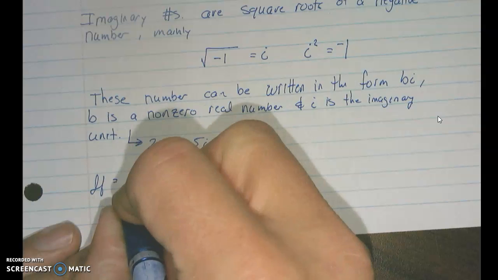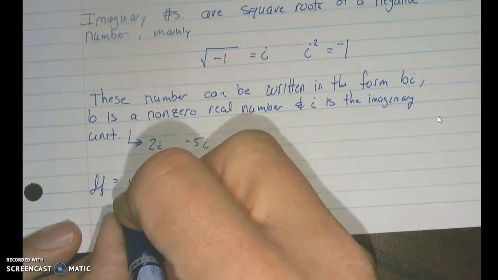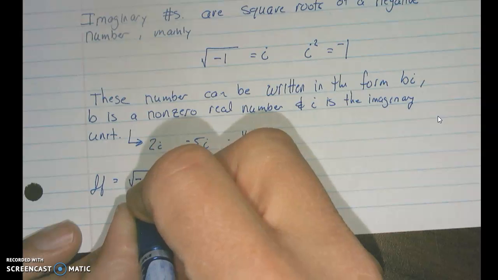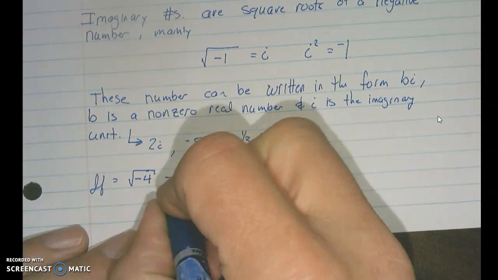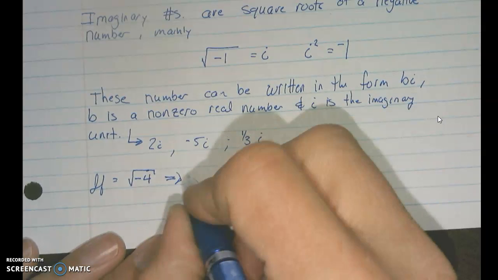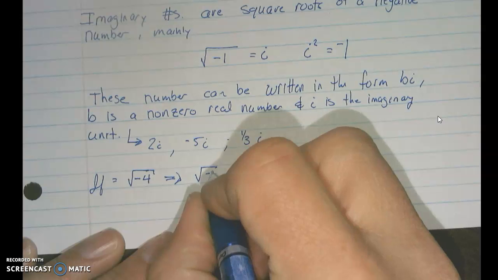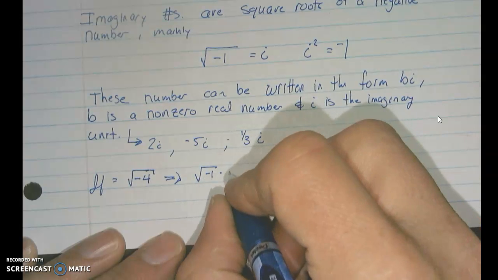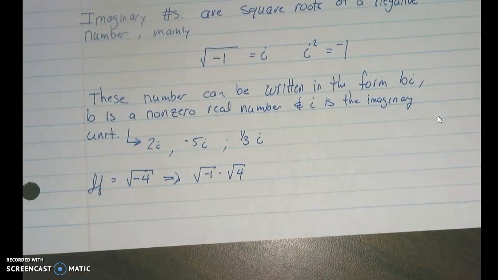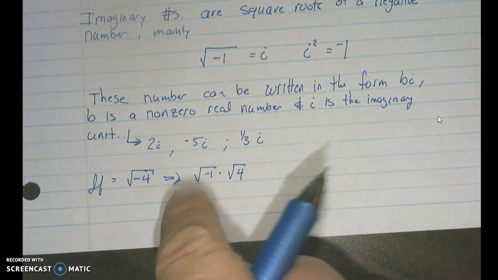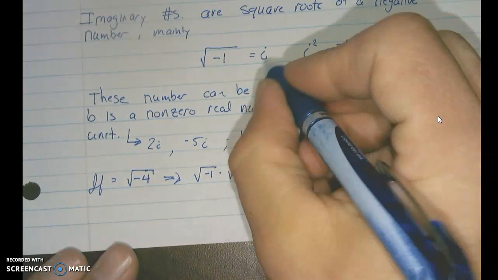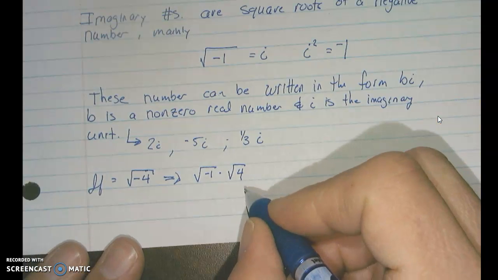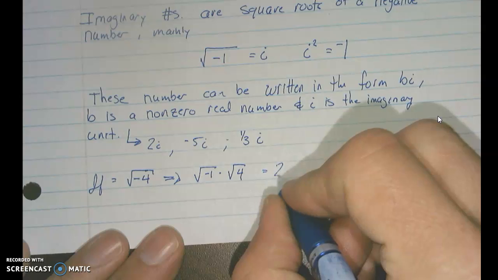So if we do this, let's start with something easy. What I have to do here is first break up my square roots, so it looks something like that. Now, what is the square root of -1 equal to? i. What's the square root of 4? 2. So you would write it as 2i.